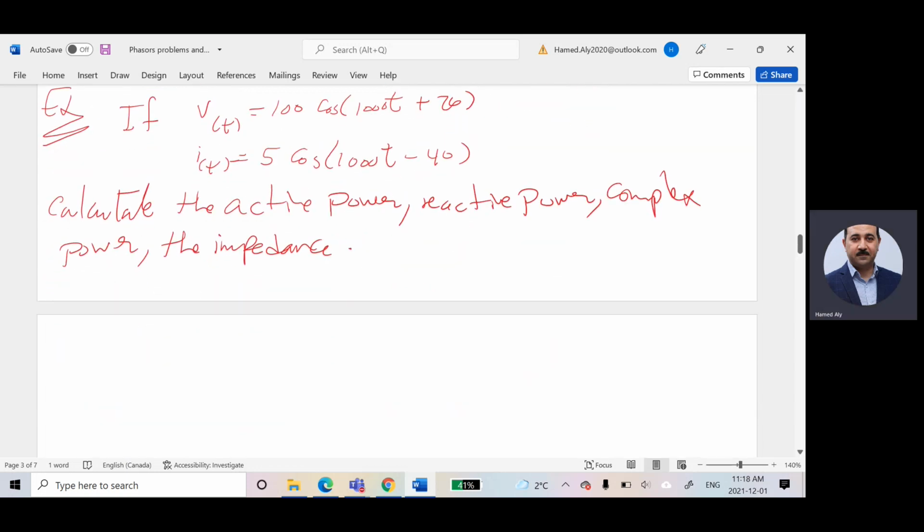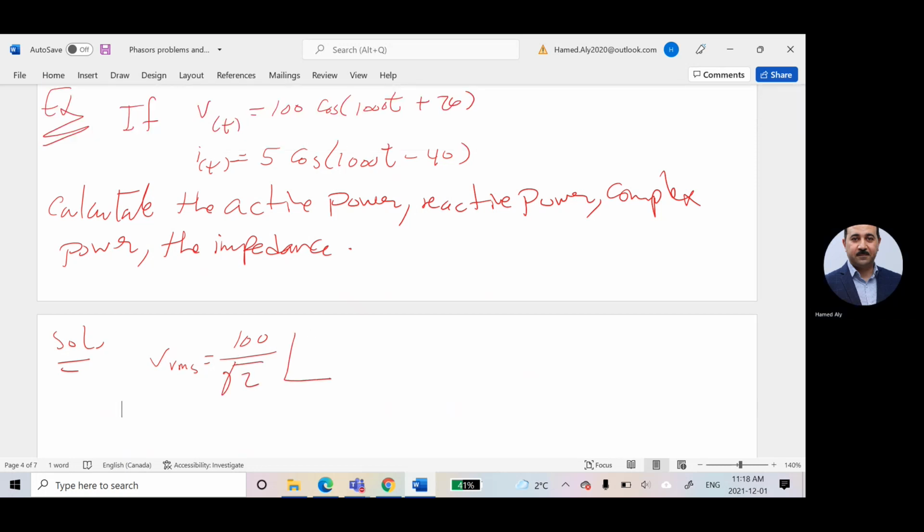For solving that problem, I have to find the RMS values. What is the RMS for the voltage? The RMS is equal to what? 100 over root 2. And the angle is 20. What about IRMS and the angle? But be sure that those two are represented as a function of cosine or sine. They should be like that. If one is defined as sine and another as cosine, you have to convert one to the other. And you know how to do that.